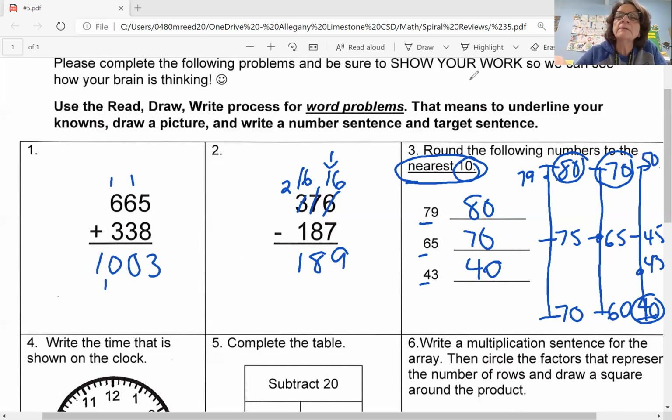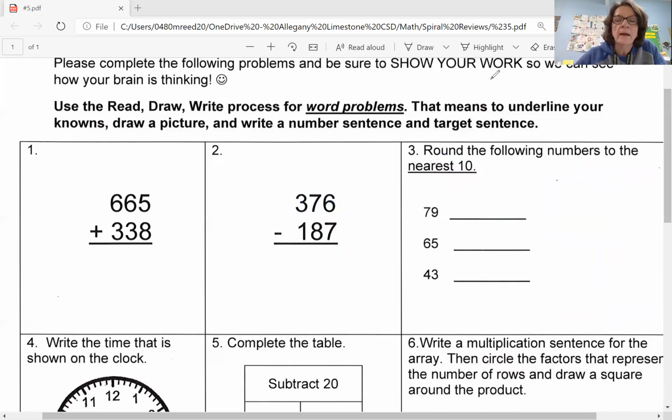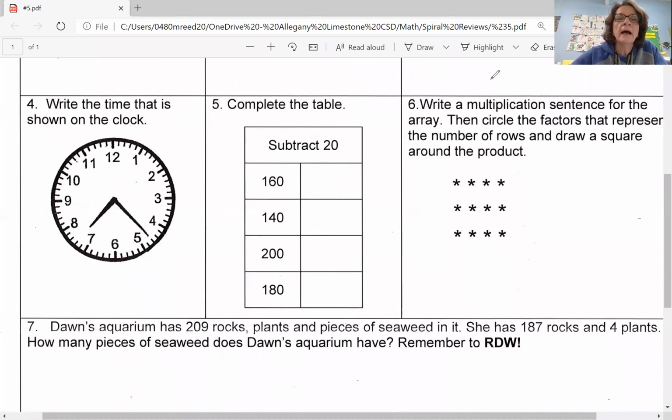I'm going to clear my drawings so we can move down the screen. And let's see. Okay, the next one is a telling time one. It says write the time that is shown on the clock. So remember, little kids go first. So that means I always look at the little hand first, which is right here. Little hand is right there. And it is between the 7 and the 8. So that means the hour is 7 something.